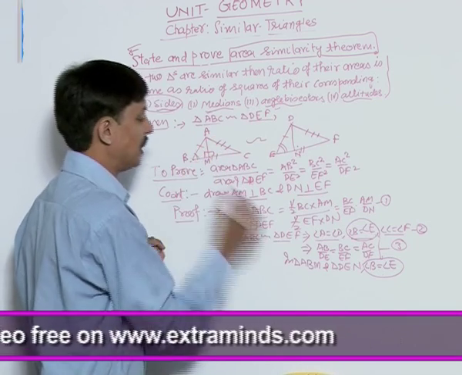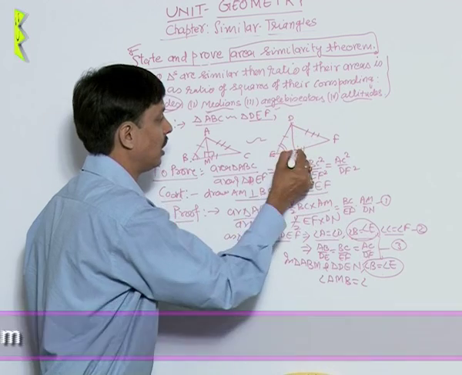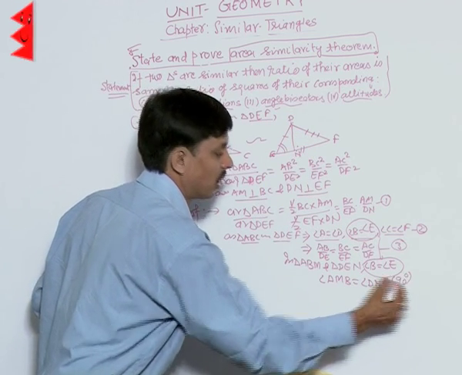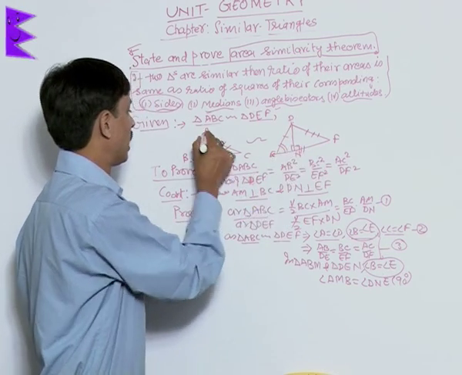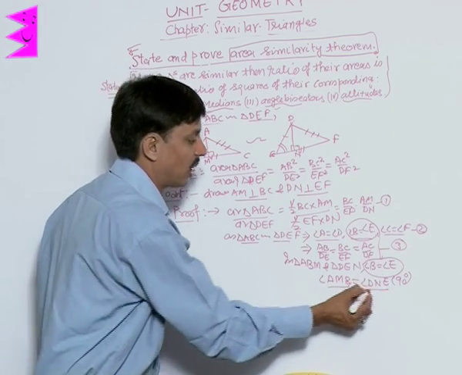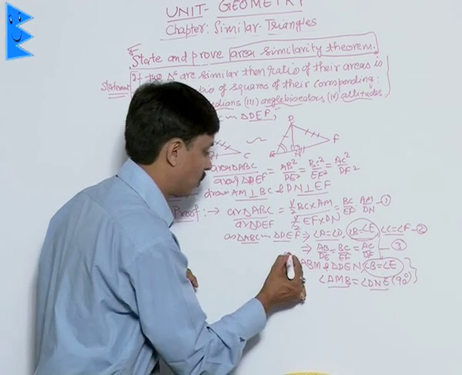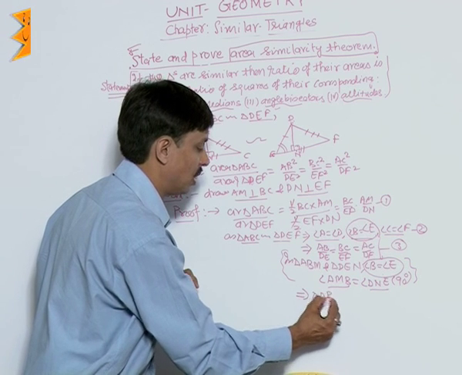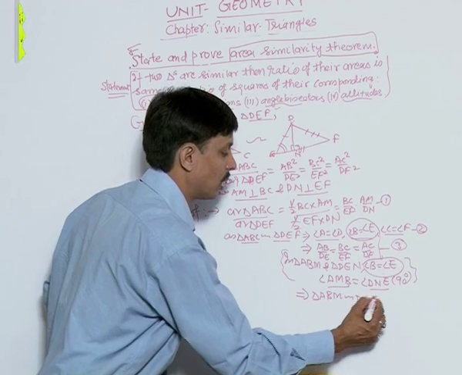Angle AMB is equal to angle DNE. The reason being, each angle is 90 degrees, because in construction we have drawn perpendiculars, these are AM and DN. So if two angles of one triangle are equal to two angles of another triangle, from this part we conclude that triangle ABM is similar to triangle DEN.